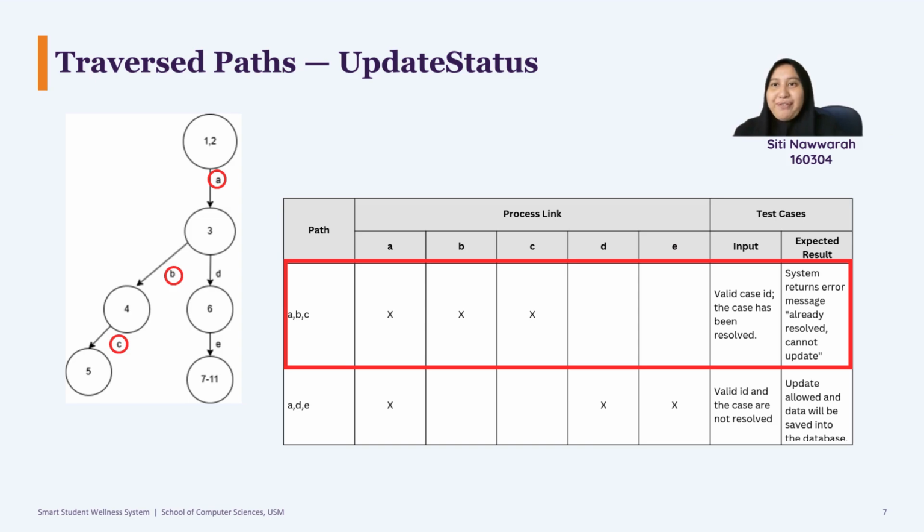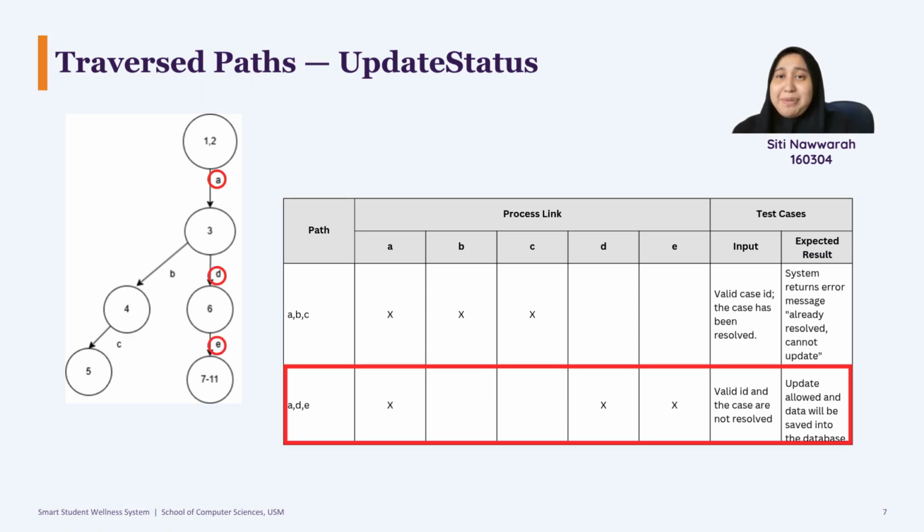It is a blocked path. The second path is ADE. Here the case is not yet resolved, so the system is allowed to update it. It follows this path and saves the new data into the database. So the 2 paths cover both outcomes, when an update is blocked and when it succeeds.